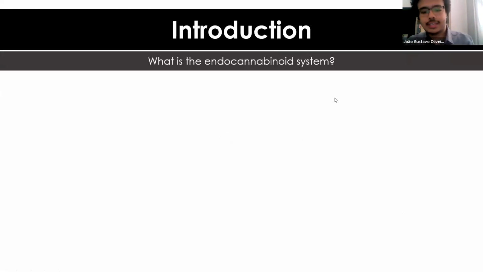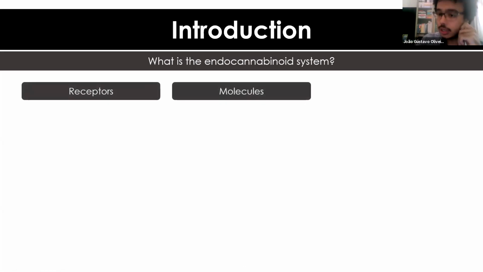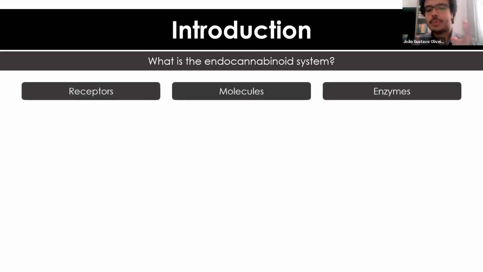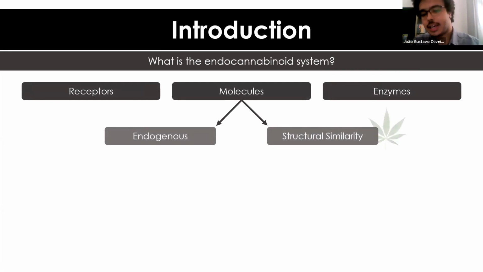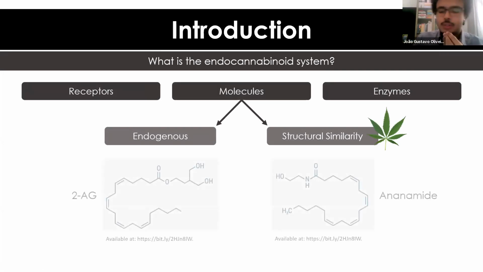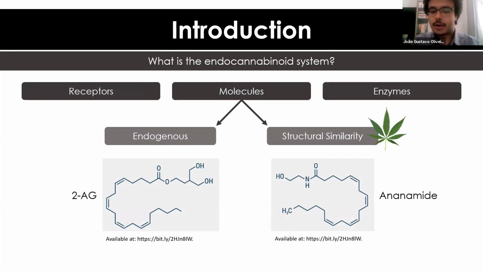So the endocannabinoid system is a group of receptors, molecules, and enzymes that can be responsible for its biosynthesis and degradation. The name of the system comes from the fact that these primary molecules are endogenous and they have some structural similarity to the cannabis sativa molecules like THC and CBD. Also, those molecules are called the 2-AG and anandamides primarily. The 2-AG or 2-acylglycerol, and the anandamide is called as well the arachidonyl ethanolamide.